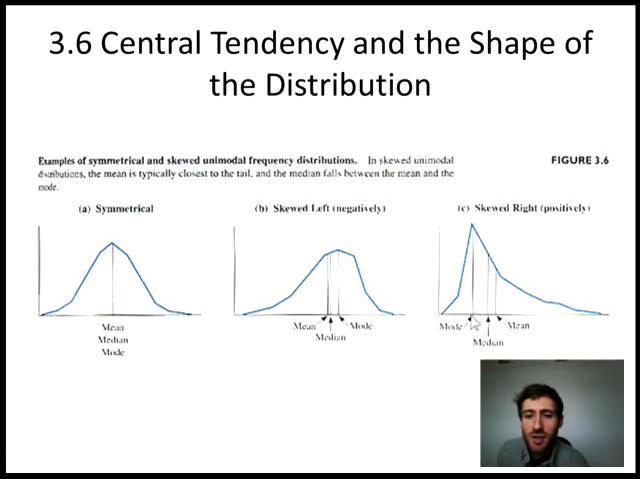And this is just another example which just goes in the opposite direction. Mode, median, mean tend to follow that sequence. If you had a bimodal distribution, this may not be the case, but in these general unimodal distributions where you only have one peak, this is pretty common.